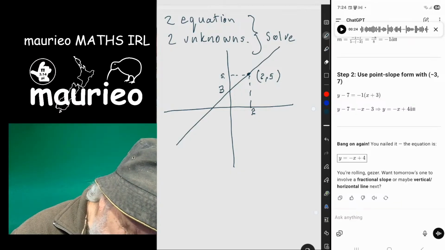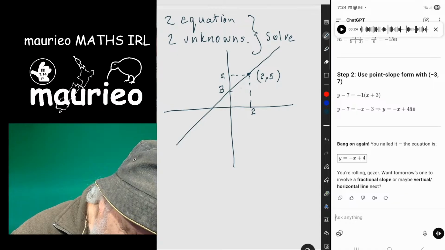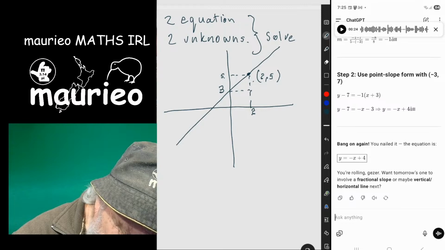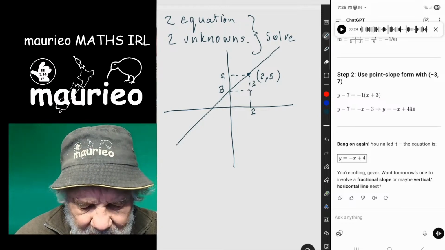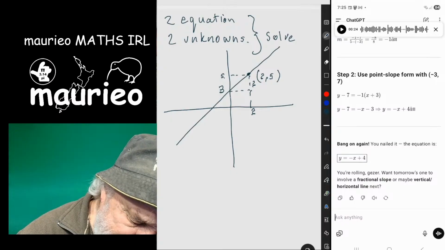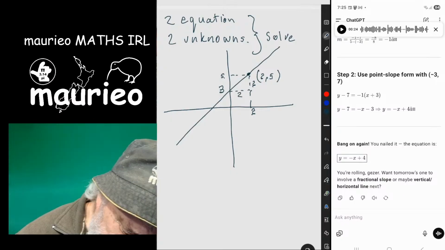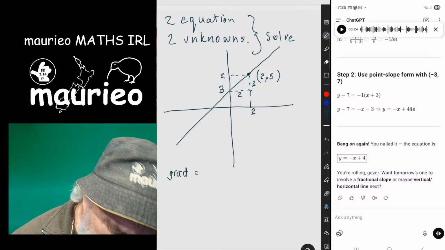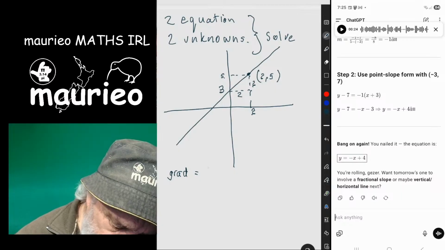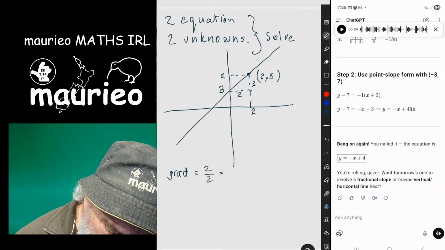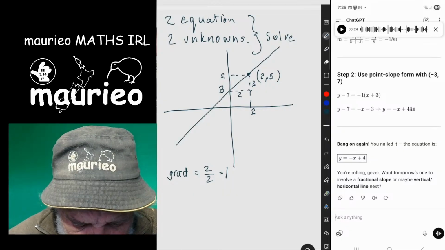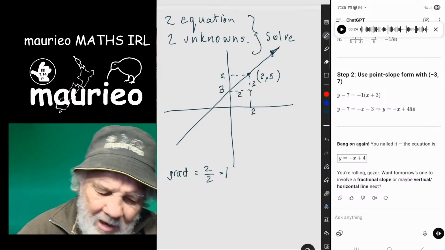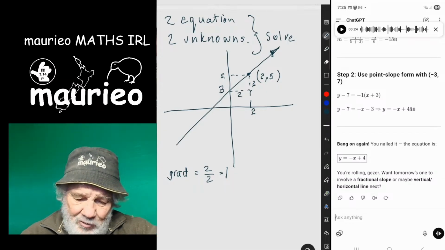So if we look at here, we can see that there is 2. From 3 to 5 is 2, and from 0 is 2. So we can see that the gradient equals rise, which is 2, over 2, which equals 1. We can see that it's a positive gradient because it's rising up from left to right.